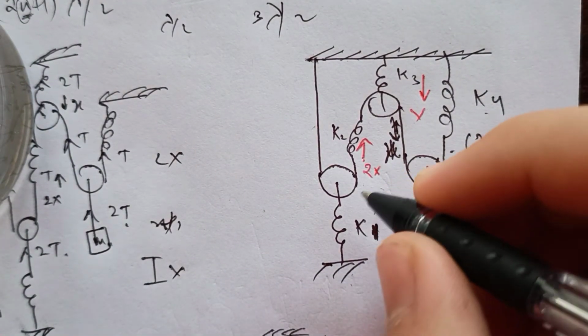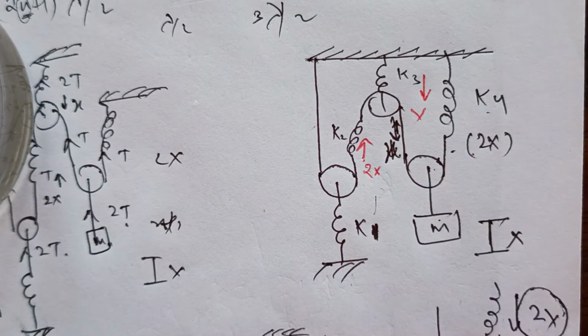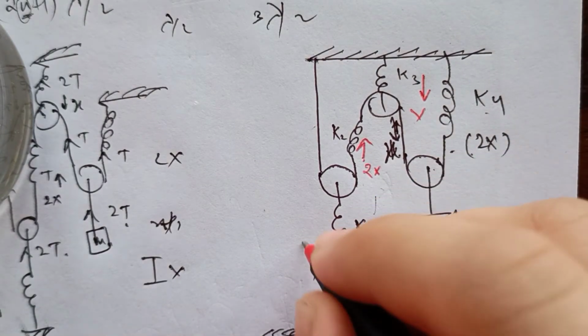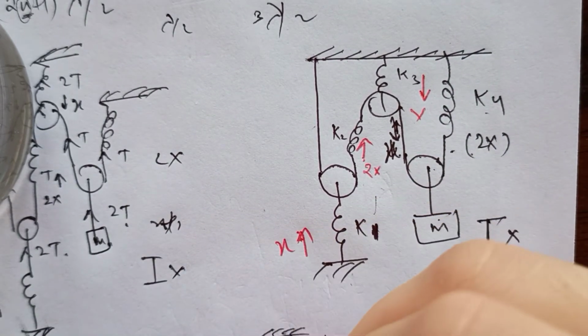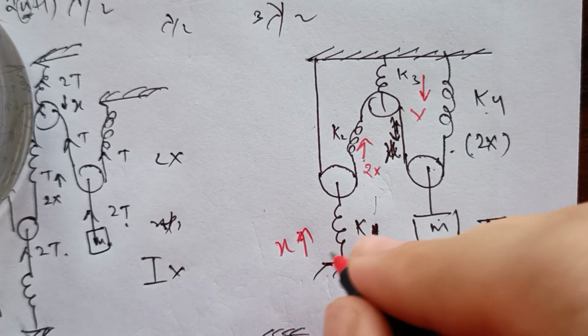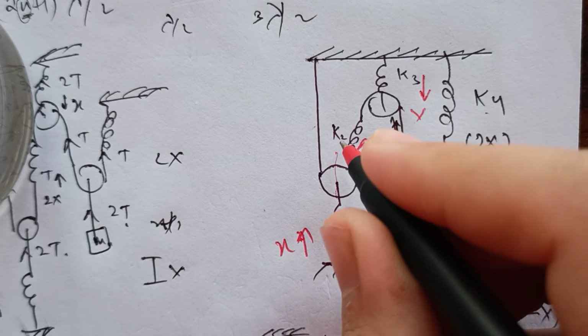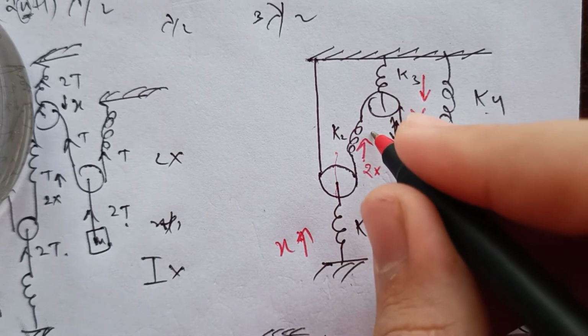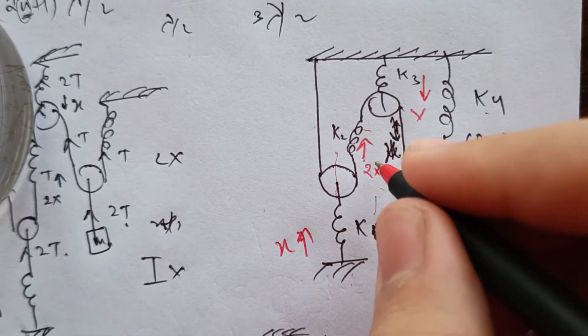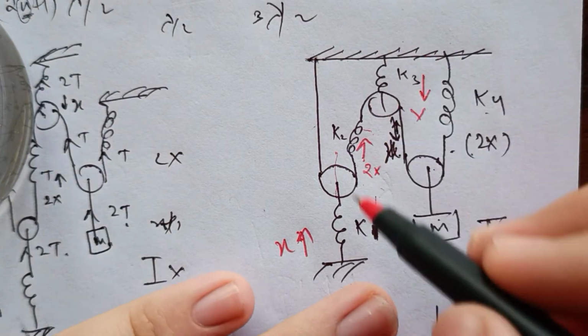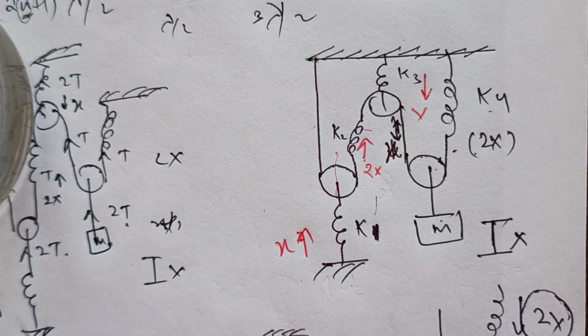K2 spring is elongated by 2x. So this K1 spring has to elongate by x, so that when it elongates, it moves x upwards. So there will be an extension of 2x in the spring K2, and we have solved the problem. But we are not done yet.